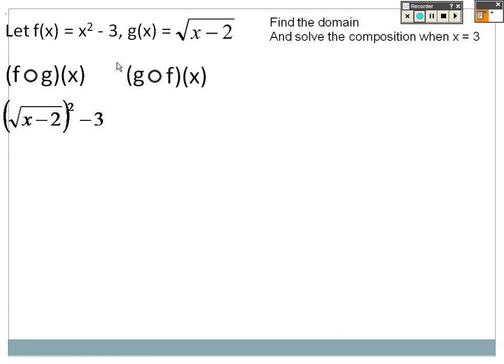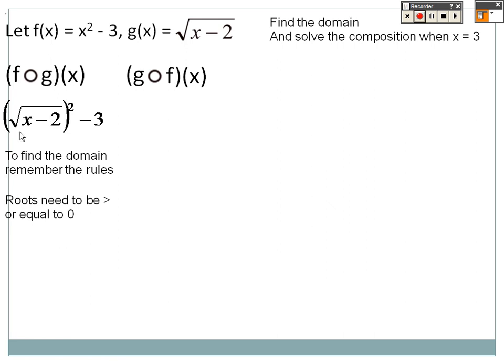So basically here is f of g of x. What this is saying is, hey, take g, plug it in there for x. So it's the square root of x minus 2, squared. Well, the square root of a square cancels. So that would be x minus 2 and then minus 3.